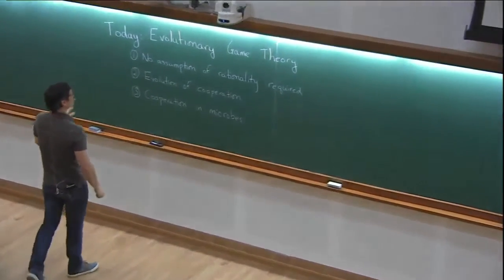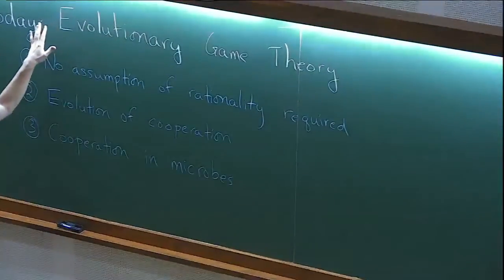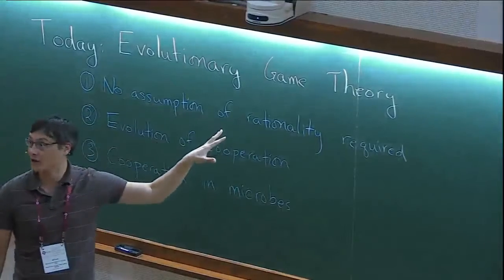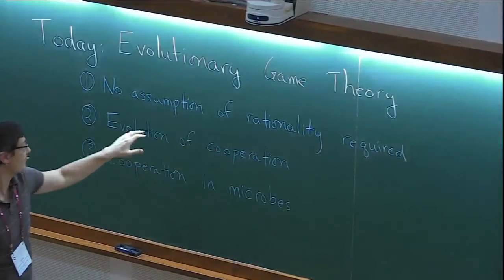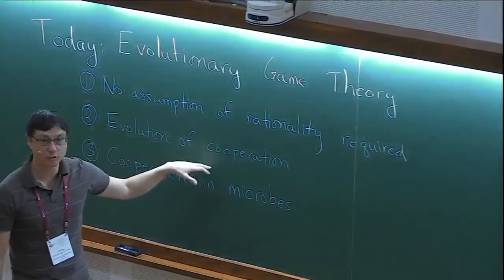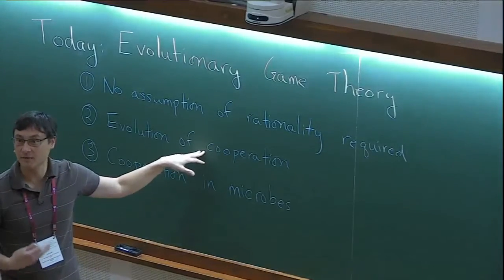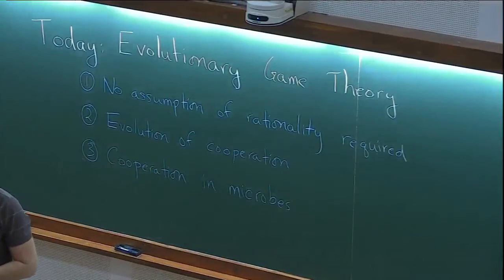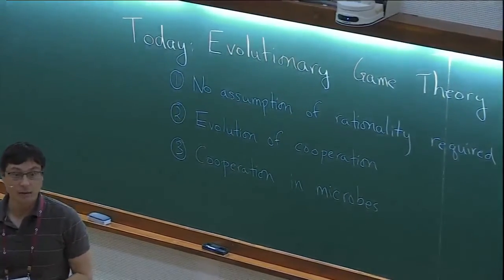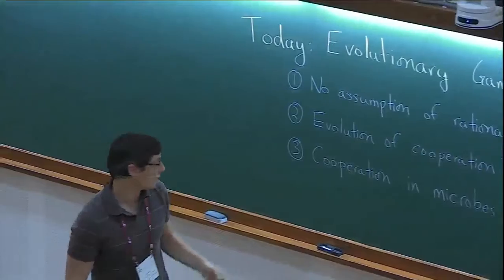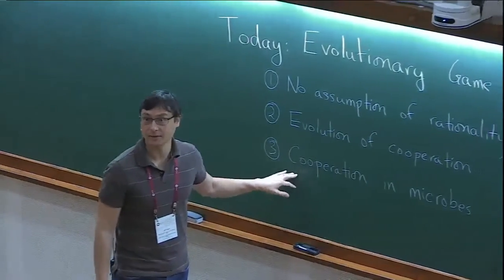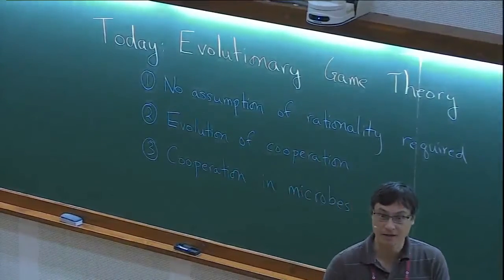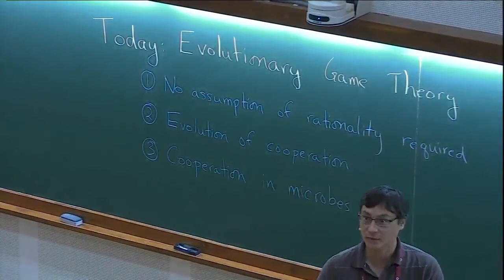Today we're going to talk about evolutionary game theory in general, and in particular this idea that there's no assumption of rationality that's required. Then we'll talk about the evolution of cooperation as a canonical example of applying some of these ideas of evolutionary game theory to try to understand the dynamics of biological populations in general, but then microbial populations in particular. And since we're starting with a lecture on games, I thought that we would start with a game.